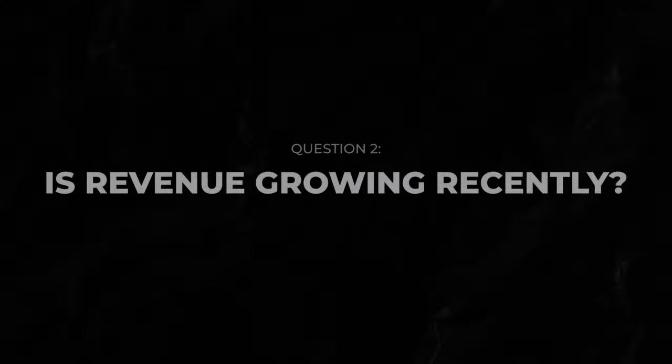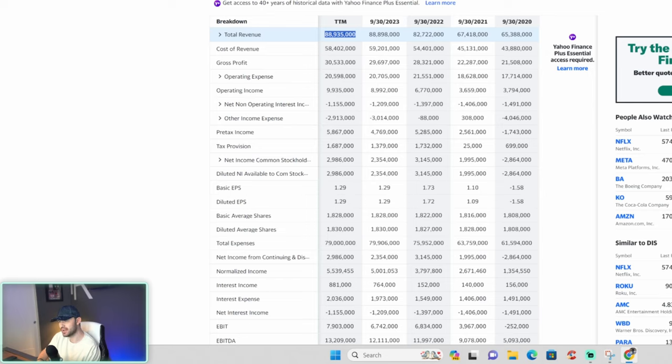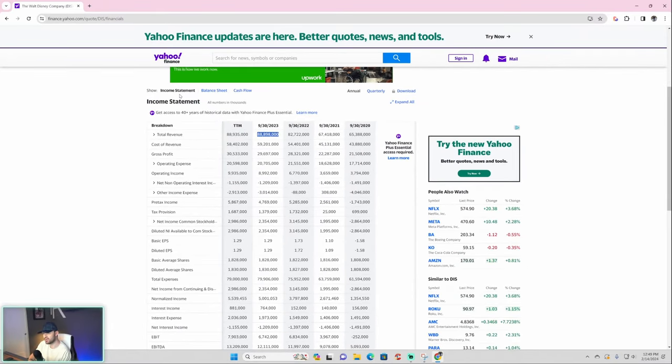Question number 2, is our revenue growing recently, which is our TTM versus our most recent year? Yes or no? As you guys can see, this number is greater than this number. Just barely, but it is. And so yes, we get yes to answer number two. We've answered ourselves two questions. Now that's all we do on the income sheet page, on the income statement. Now we go over to cash flow.